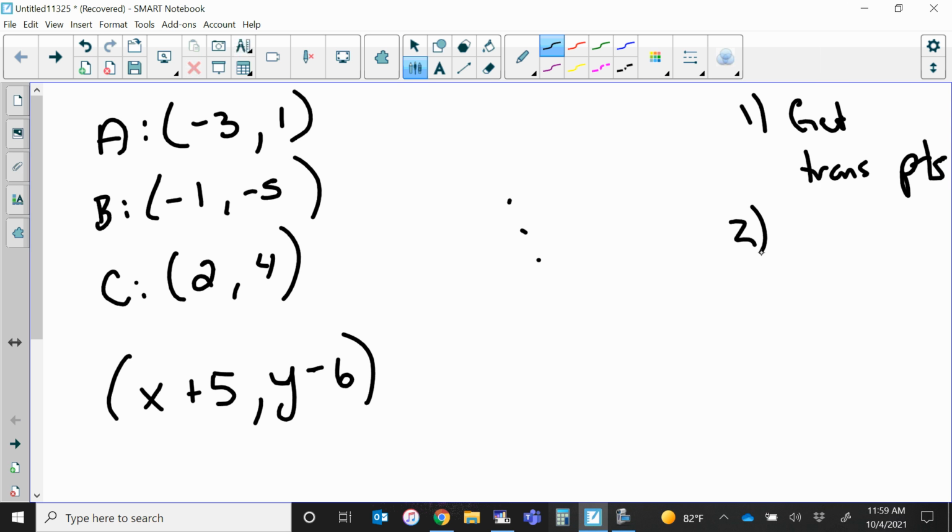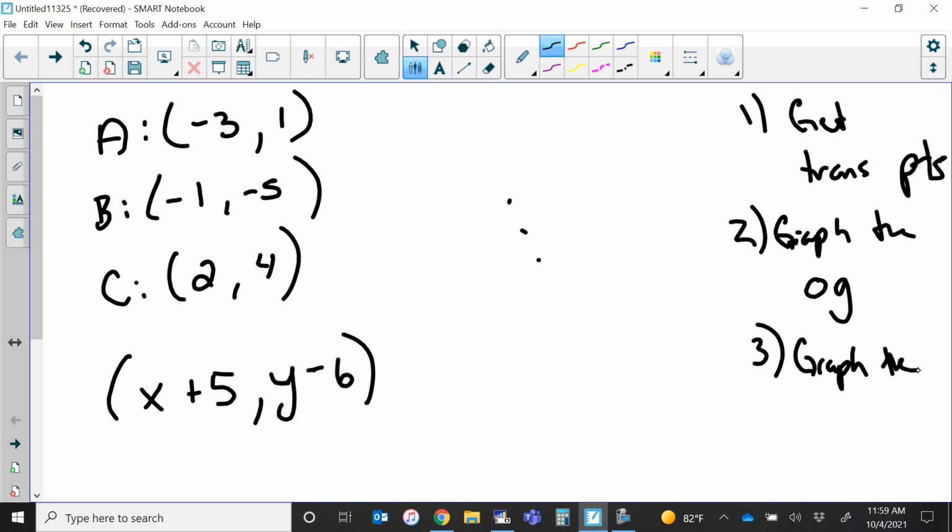Second, I want you to graph the original, the OG. And then I want you to graph the prime. I'm going to call it the prime, because when I do my new one, what is this going to be called? Not A anymore, it's going to be called what?